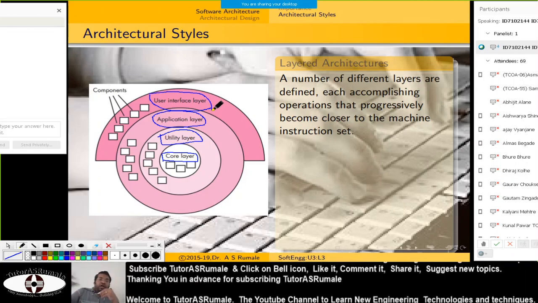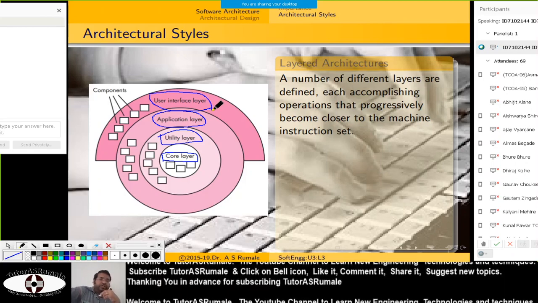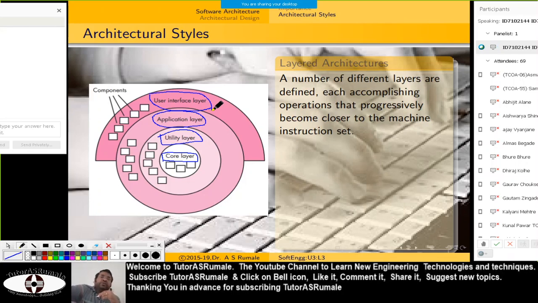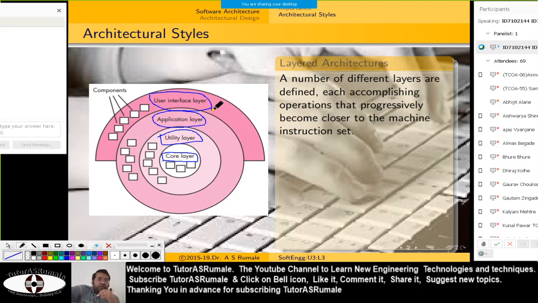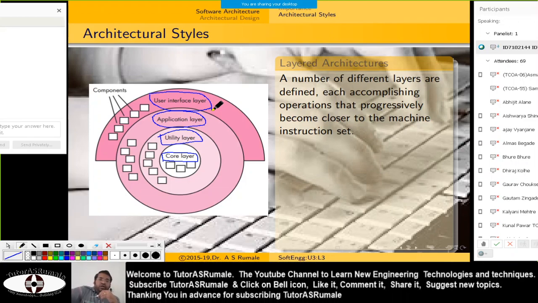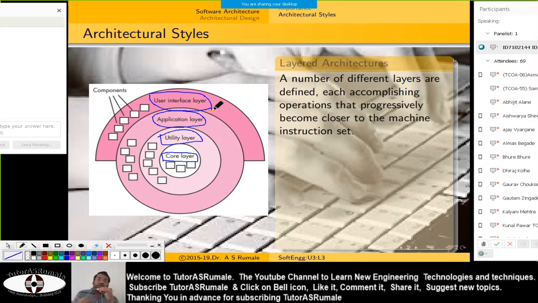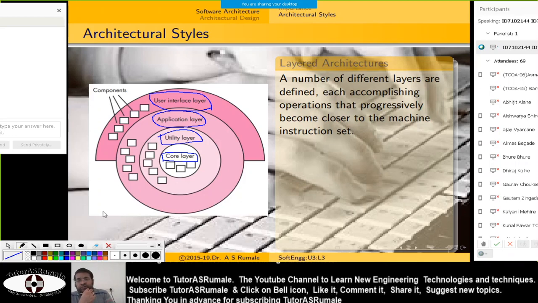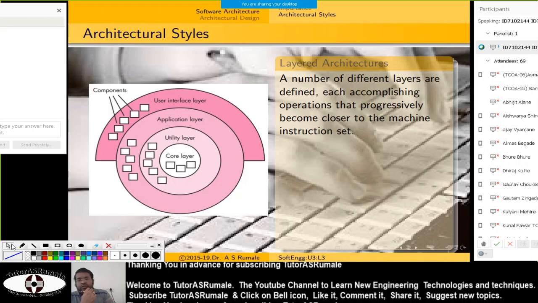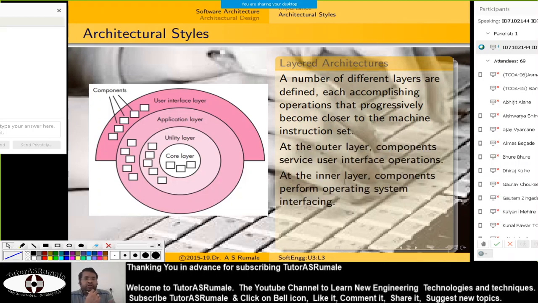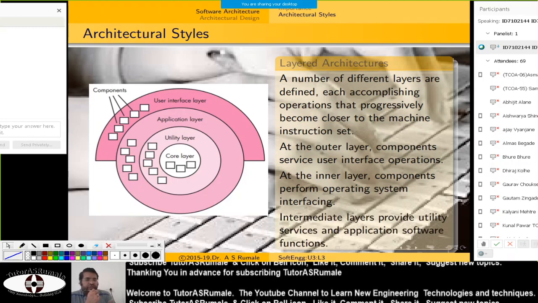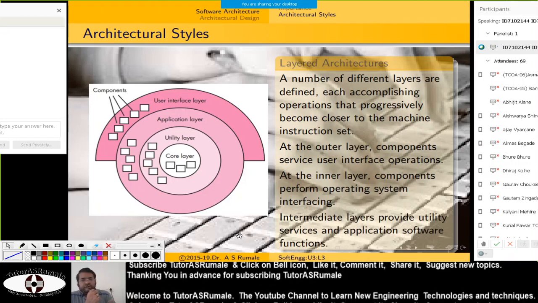At the same time, the other devices, your Bluetooth connectivity, Wi-Fi connectivity, are also called user interface layers. So the layered architecture is the architecture used more often for operating system design. If you see this, at the outer layer we have the component, service, and the like. I'm not going to read this explanation, I already discussed this.